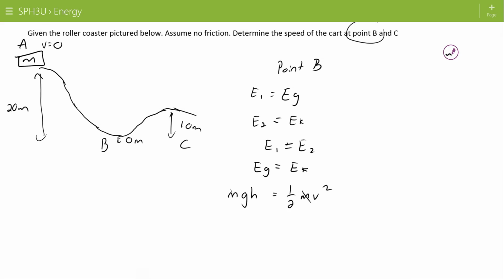The masses cancel out, and mass can't equal 0. We don't know what the mass of this roller coaster is, but it's not 0, so that's fine. G is 9.8 meters per second squared. Newtons per kilogram if you want, but meters per second squared is fine. Times 20 meters is equal to 1/2 times the velocity of my coaster at point B, which is what I'm trying to find.